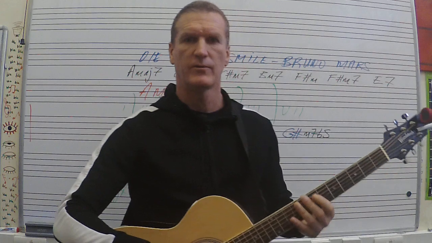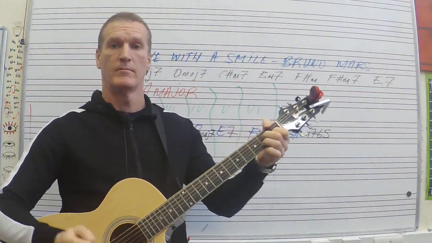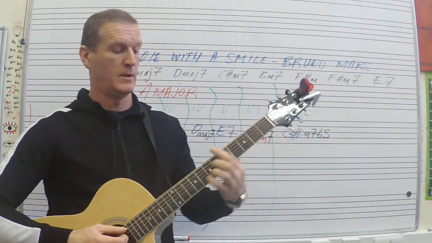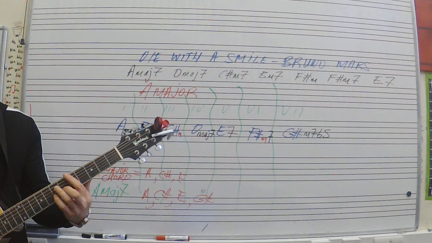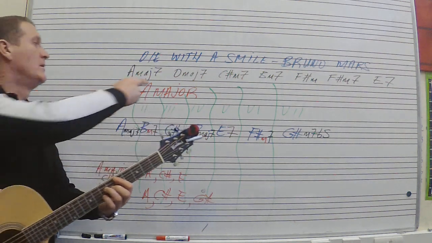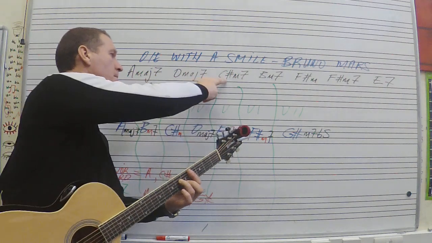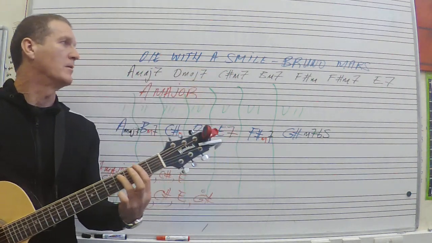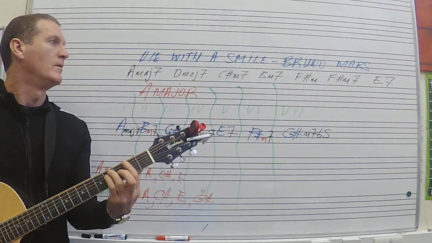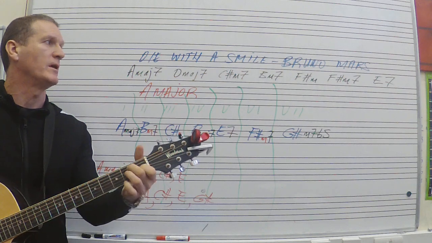And here are the chords. Here's an A major 7. Here's a D major 7. Here's the C sharp minor 7. Here's the B minor 7. Here's the F sharp minor. Here's the F sharp minor 7. And here's the E7.